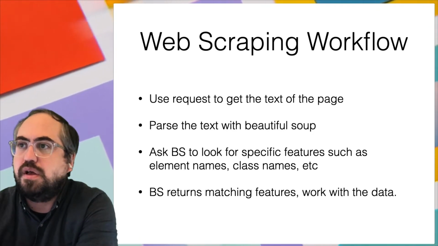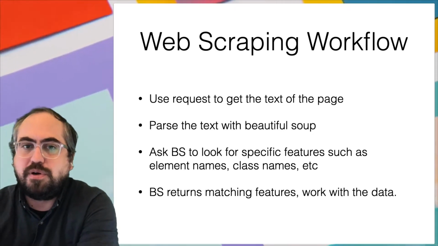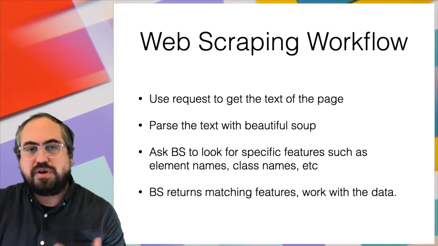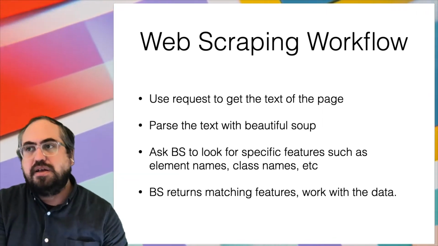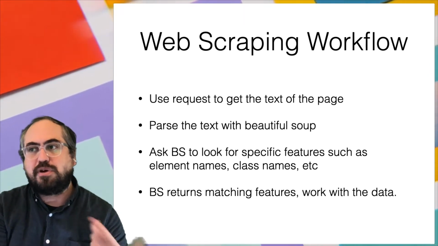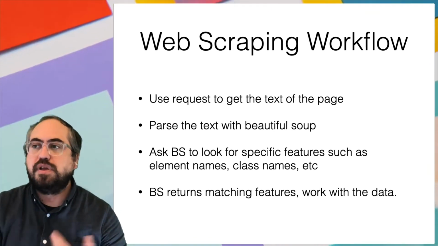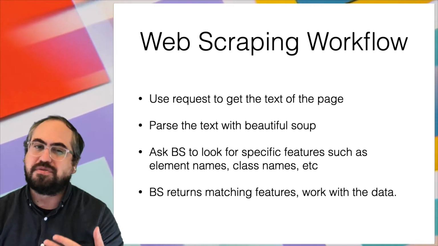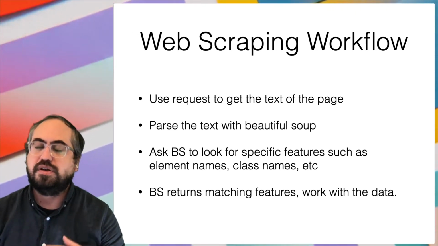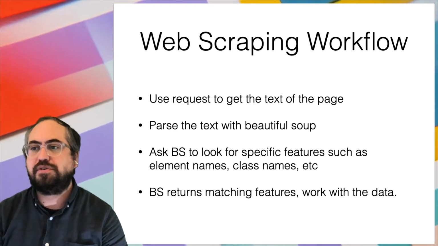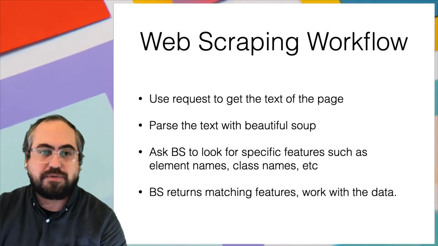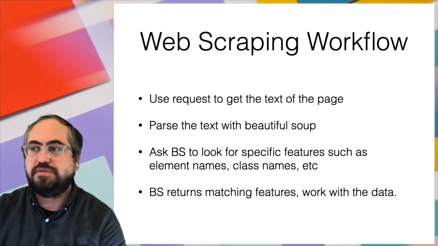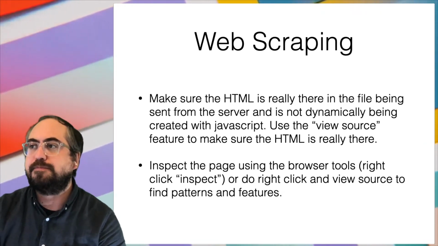So the web scraping workflow using these two libraries is that we're going to use requests to ask for the text of the page, the HTML. It's going to send us back the HTML. We're going to parse it with Beautiful Soup. And then we're going to ask Beautiful Soup to look for specific features of that web page to pull out the pieces of data that we want to return. Once that data is returned, then we can, of course, do whatever we want with it, like save it out to a file, JSON, CSV, etc.